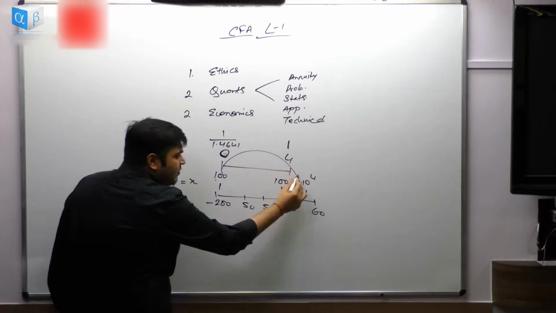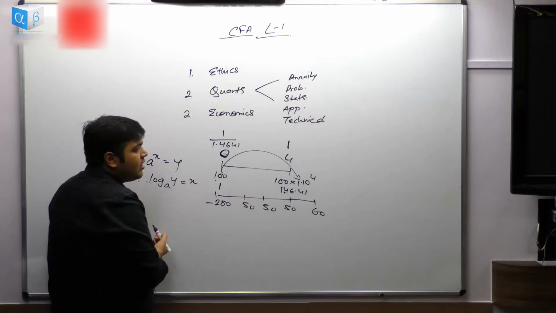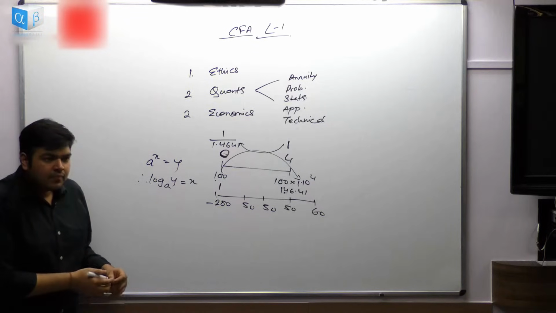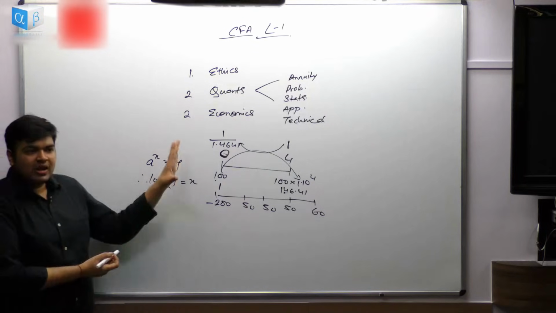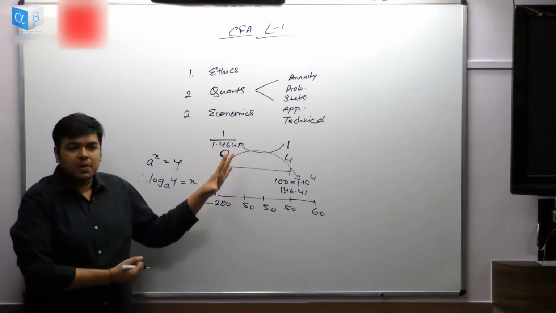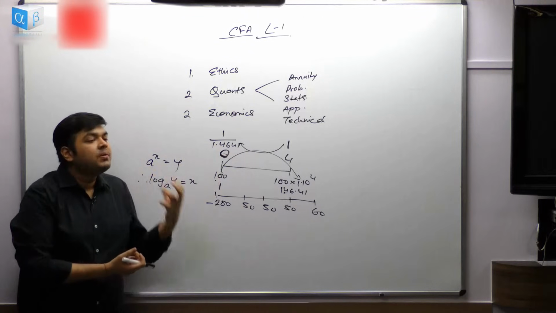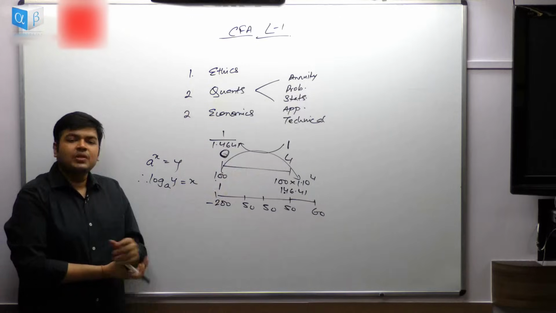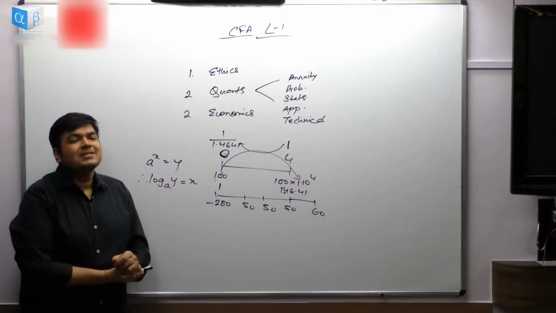1 into 1.10 to the power 4 was compounding. 1 divided by 1.10 to the power 4 is discounting. So I'm not here to teach you that exact part today, but are you understanding that things can be simplified in such a manner? So for annuity, I will be proving all the formulas with the compound interest formula. So you don't have to be scared about maths.